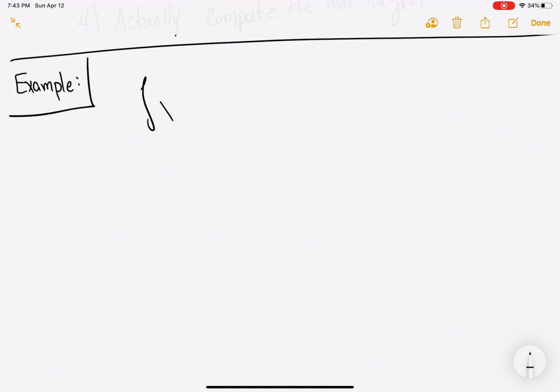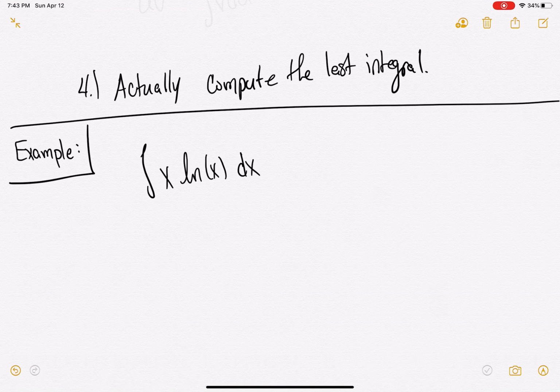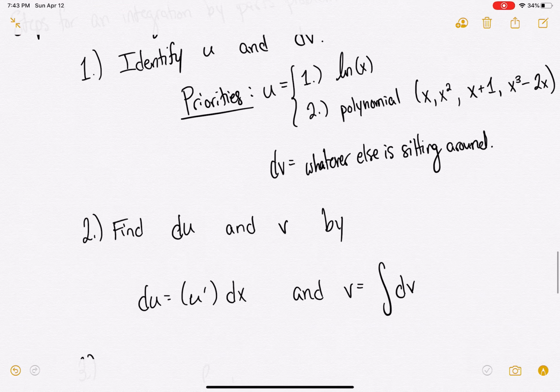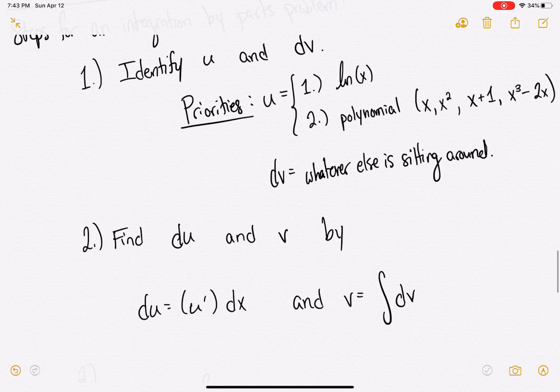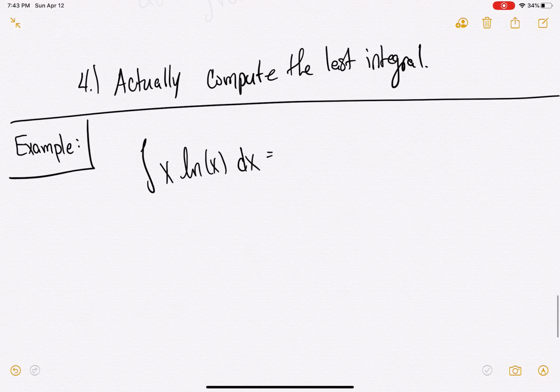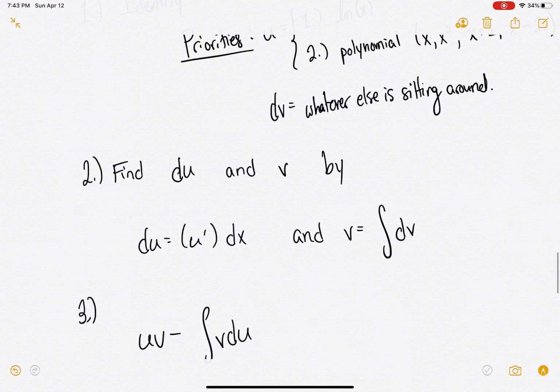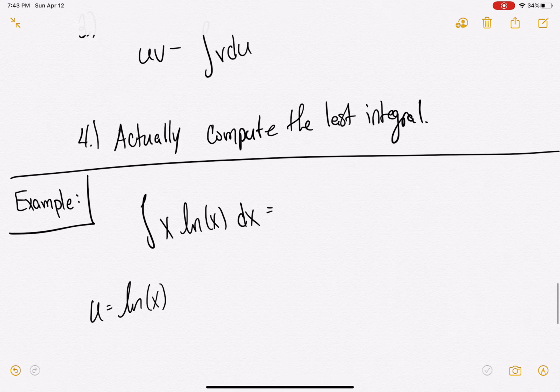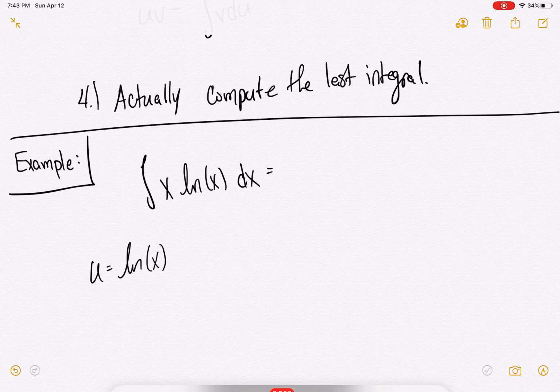It's the integral of x natural log of x dx. This is where I say go up to our priorities. Well, we really just follow our steps. Identify u and dv, but our priorities for u, first of all, is ln of x, and we have it. Is ln of x there? Yes, it is. So we're going to let u be ln of x, and then in our priorities, dv is whatever else is sitting around. What else is sitting around other than ln of x? x dx.